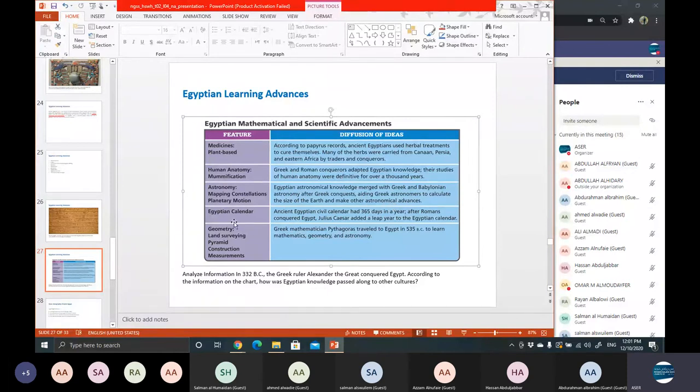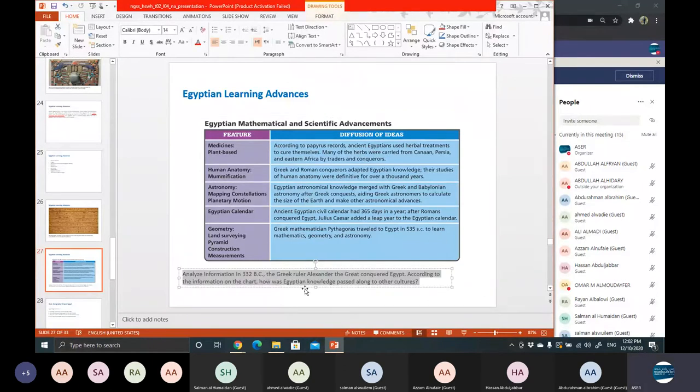What about the calendar? The ancient Egyptian civil calendar had 365 days in a year. After the Romans conquered Egypt, Julius Caesar added a leap year to the Egyptian calendar. Geometry, land surveying, pyramids, construction, measurements, name it. Greek mathematicians also learned from Egypt. Pythagoras traveled to Egypt in 535 BC to learn mathematics, geometry, and astronomy from the Egyptian civilization.